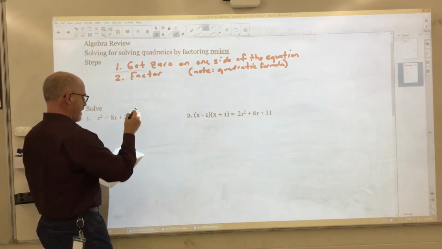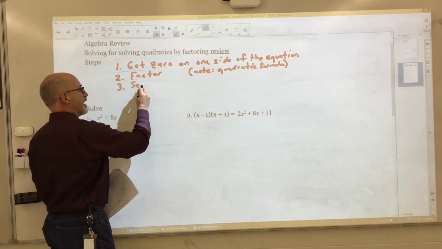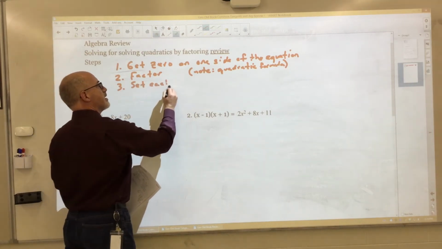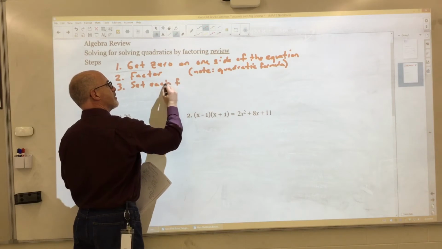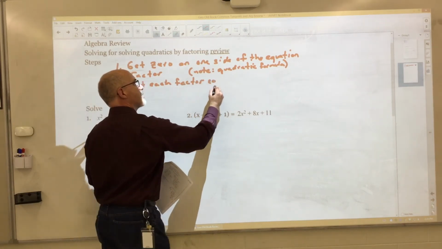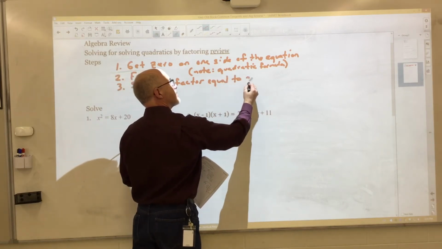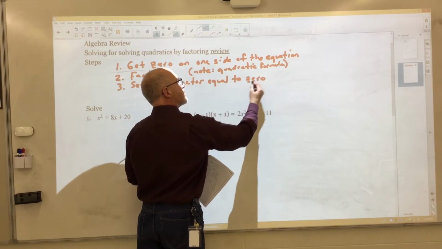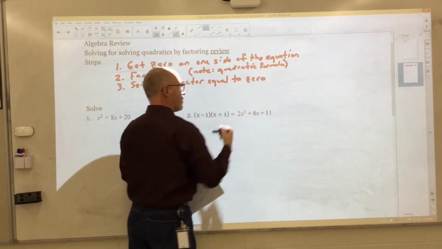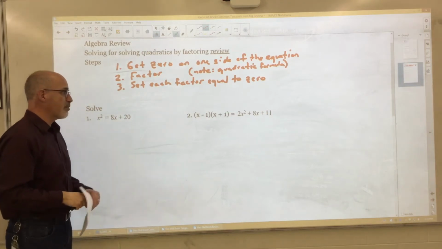And then the third step we want to make sure we do is once we've factored it, we set each factor equal to 0 and solve. That's called the zero product property. Okay, so we've got an example problem here.